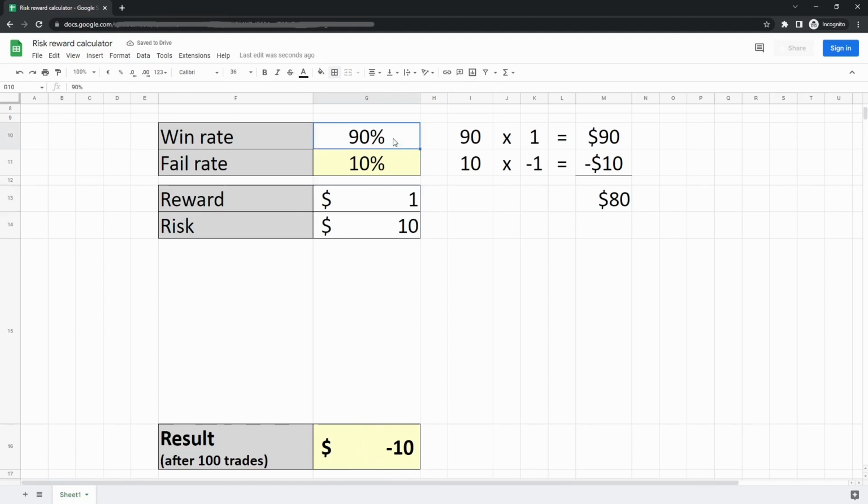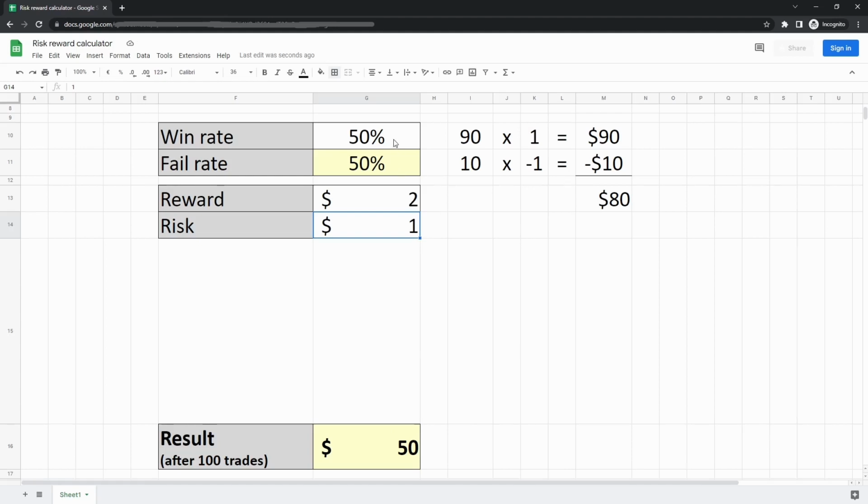Now let's look at another scenario. For example, if we have a 50% winning rate and the risk reward 1-to-1, it means that in the end we don't win or lose anything, because we have 50 trades where we win $1 and 50 trades out of 100 where we are going to lose $1. So in the end we have zero. But if we increase our reward, then let's say that we are going to aim for $2 in profit for every $1 that we risk, after 100 trades we get $50 of profit.